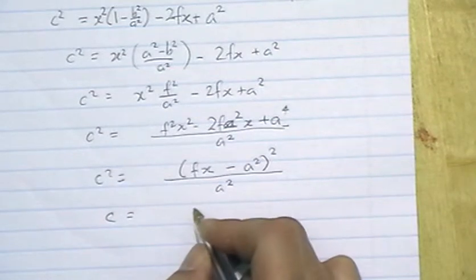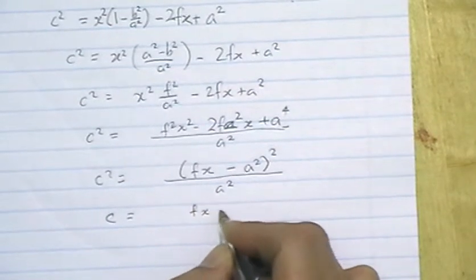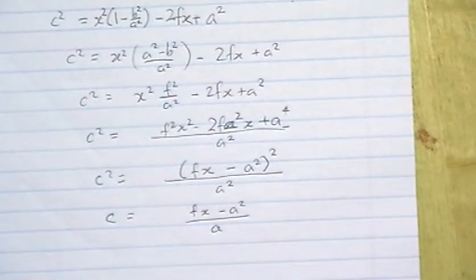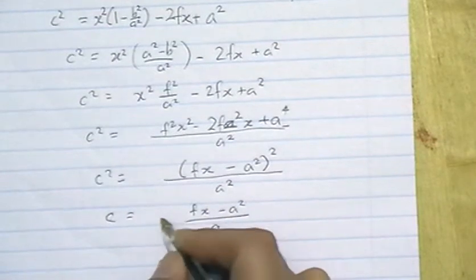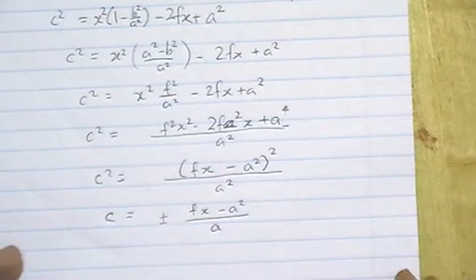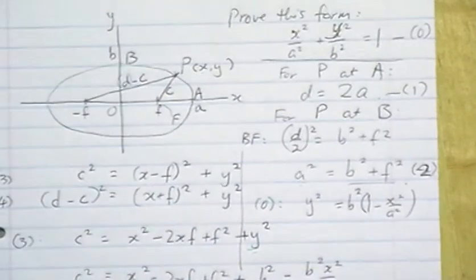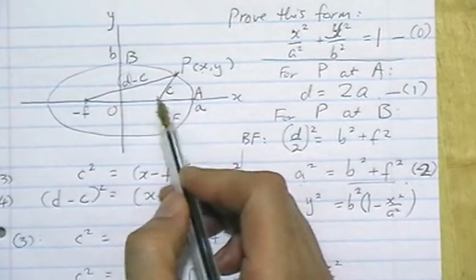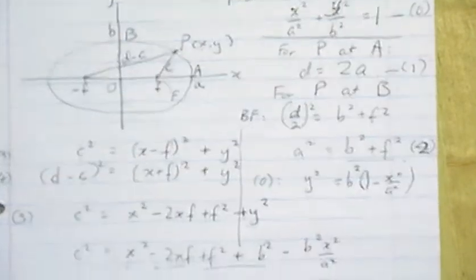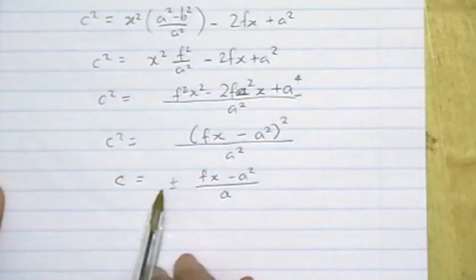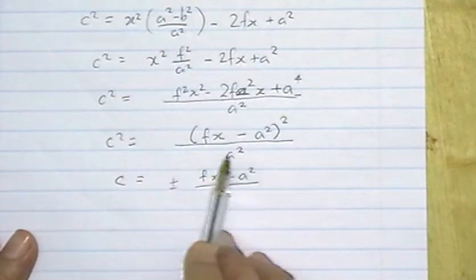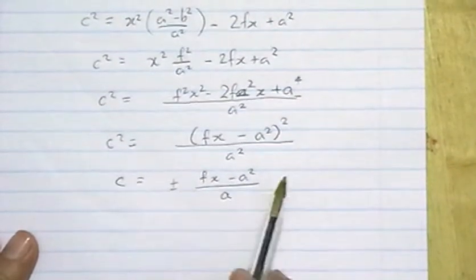Now I have to be careful about this. Fx minus a squared over a when I take the square root. But it can be plus or minus. So should it be plus or should it be minus? Let's go back and look at what c is. Now c is the length of this. And since it's a length, it has to be positive. Going back to here. Now I can't just take the positive sign because I have a minus sign there. So how do I know whether this is positive or negative?